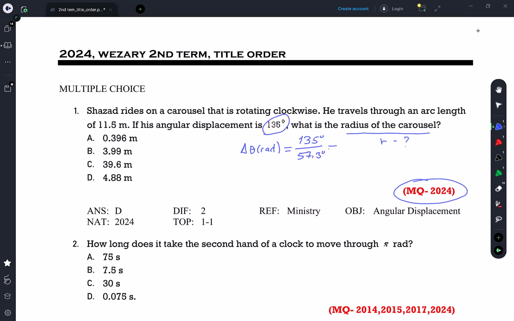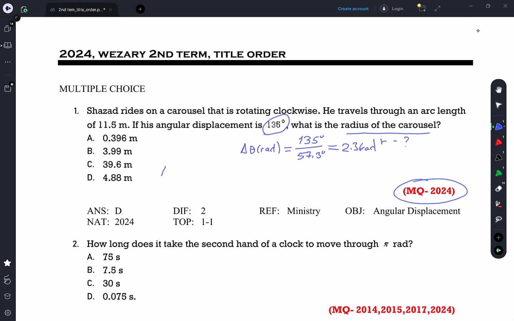So in this case, we get angular displacement as 135 divided by 57.3, and the answer is 2.36 radian. Then radius is the question.